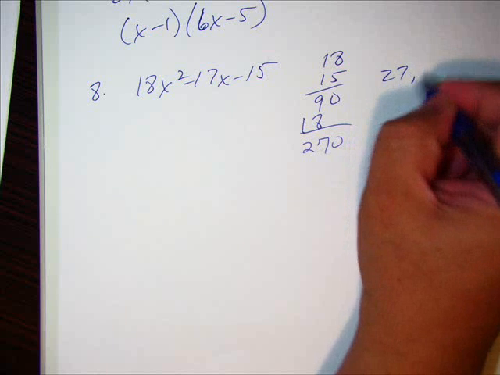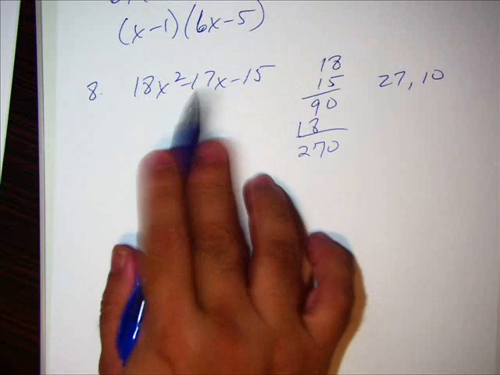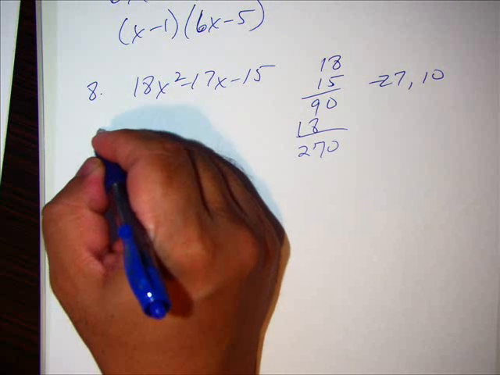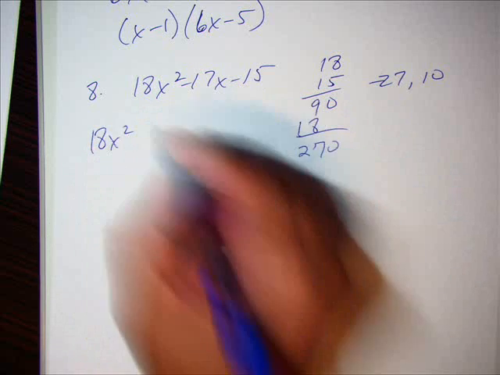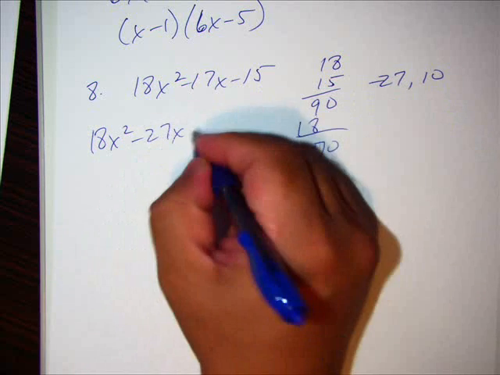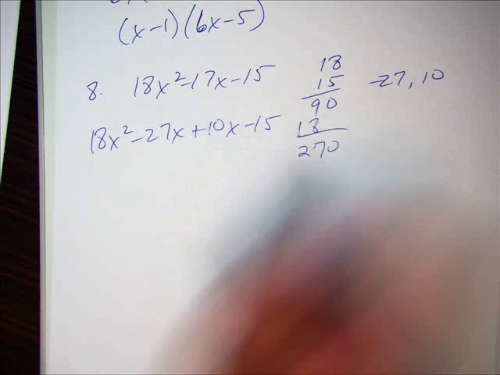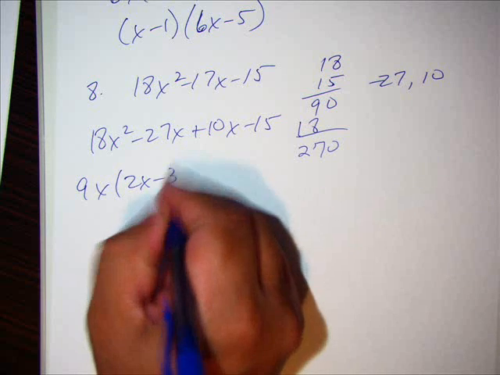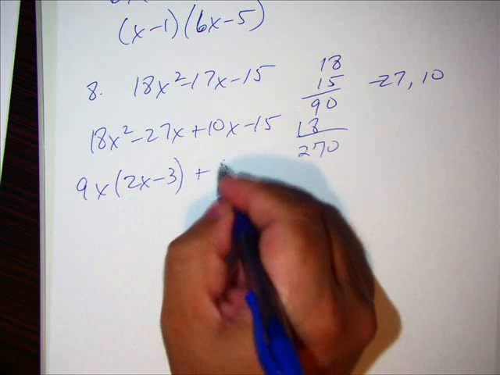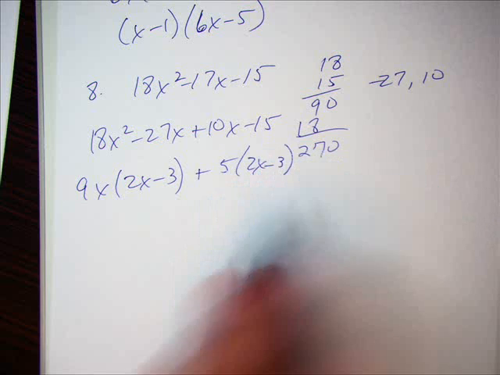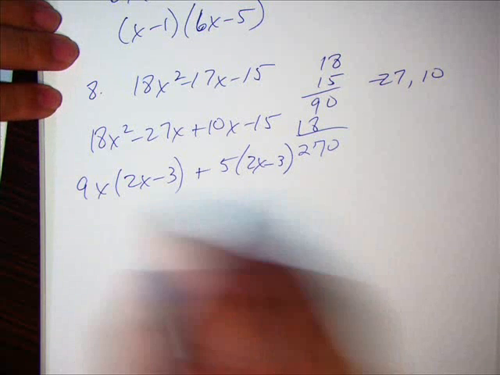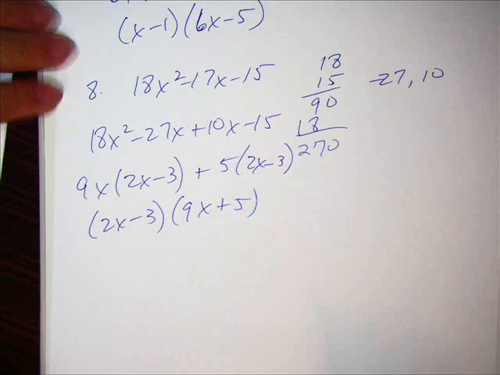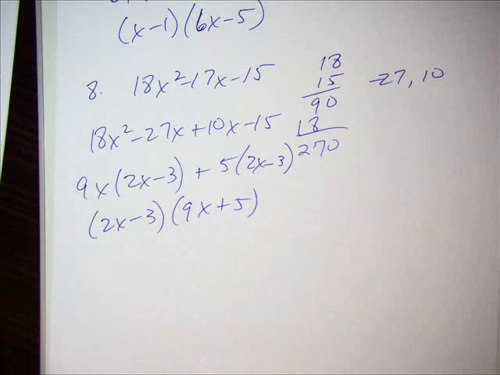Ooh, how about 27 and 10? They have to subtract to make 17. So let's say negative 27 and positive 10. So that's going to be 18x squared minus 27x plus 10x minus 15. What's coming here? 9x, 2x minus 3. Common, 5, 2x minus 3. Running into our old scratch work. There's a 2x minus 3 in common. 9x plus 5. I think we're done.